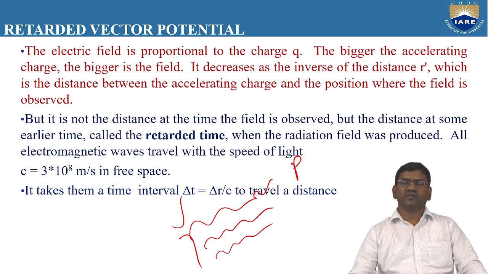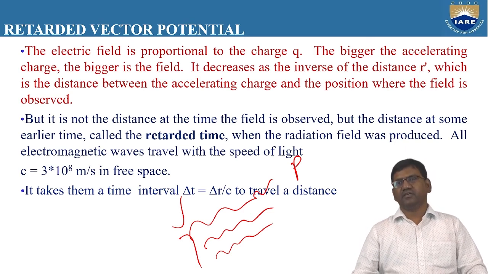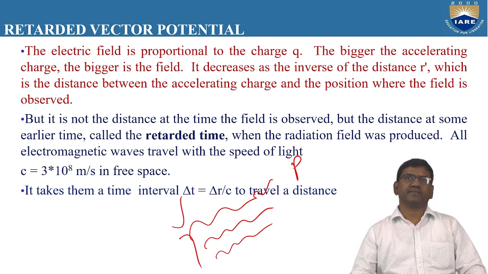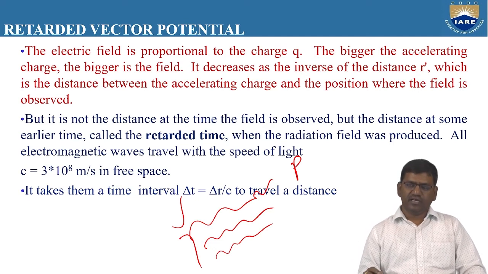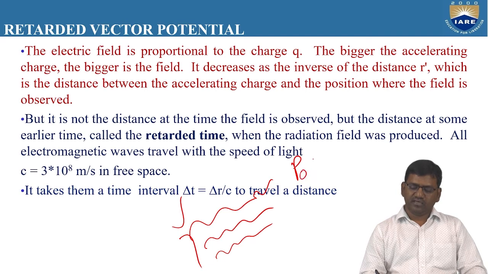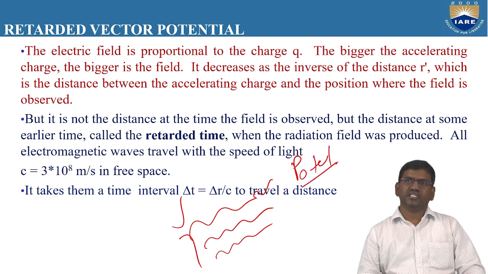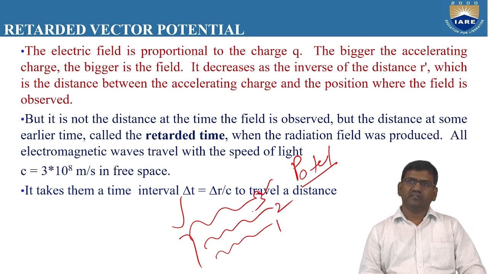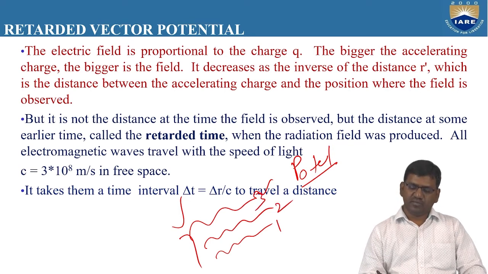The property of propagation of electromagnetic waves to some particular distance, at a distant point p, depends upon the velocity and depends upon the time. Moreover, if we want to find out the potential at this point p, we need to consider all these electromagnetic waves traveling to the distant point p.